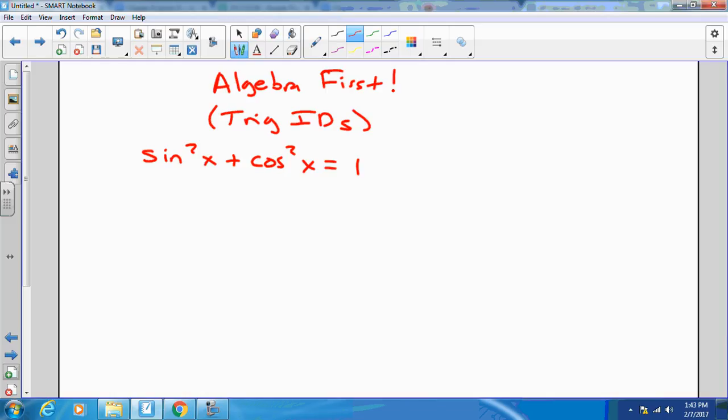Sine squared x plus cosine squared x is equal to 1. Everybody knows that one. But then they're liable to forget 2 very useful ones. If I divide through by cosine squared, then I get tan squared x plus 1 is equal to secant squared. Or if I take the original and divide through by sine squared, I get cotangent squared plus 1 equals cosecant squared.